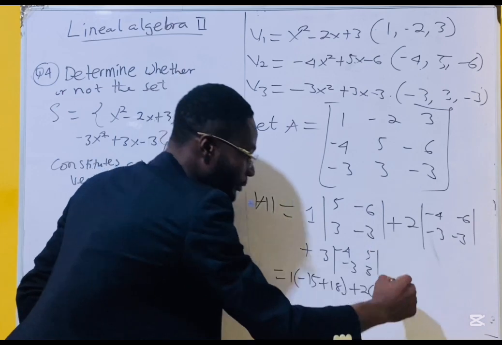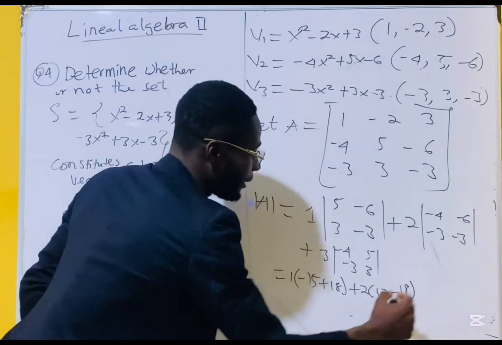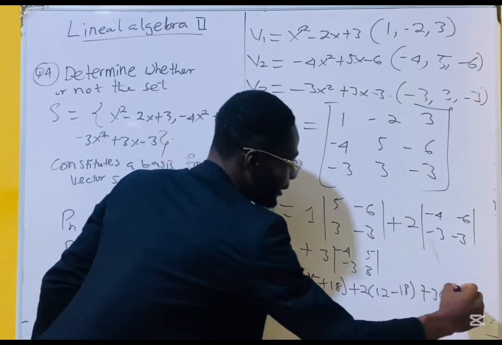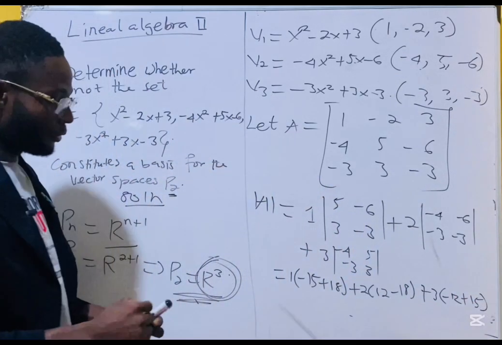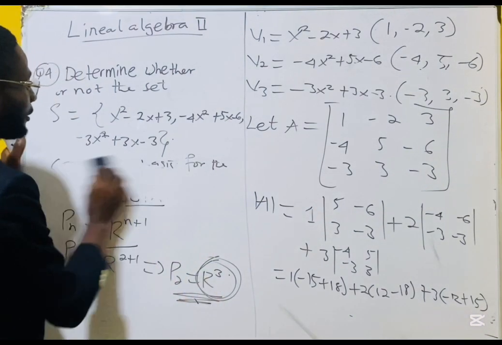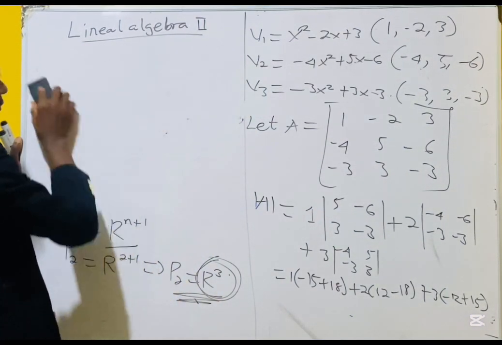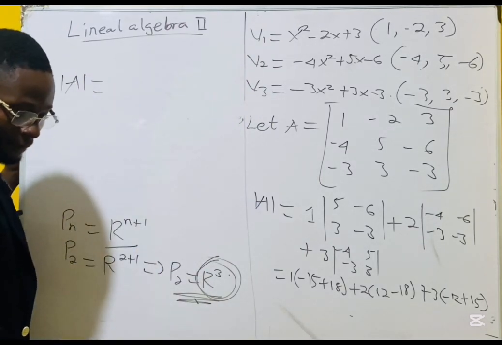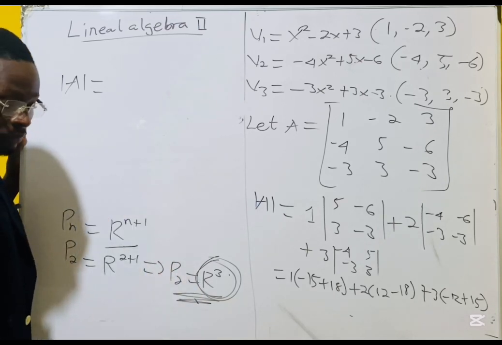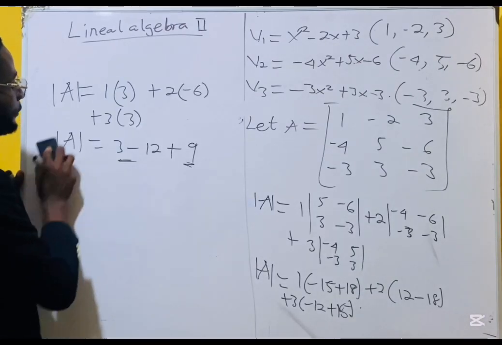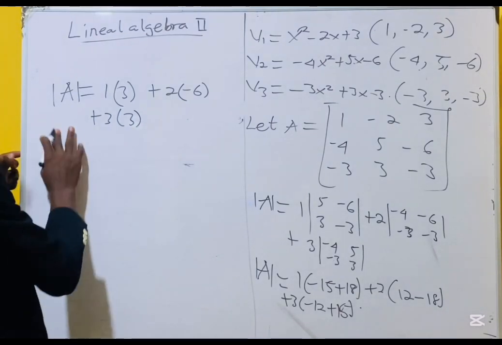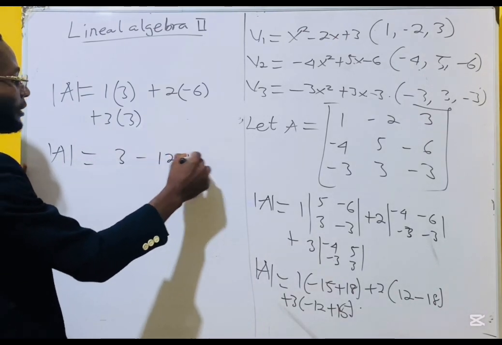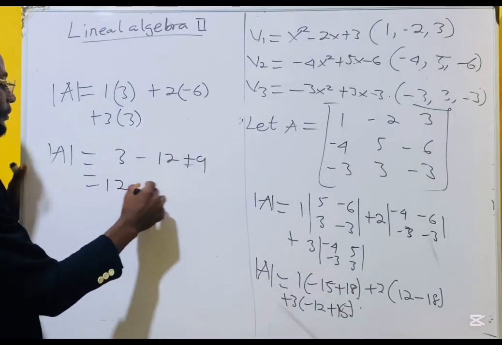But there is a negative here, so it's going to be negative 18, plus 3 into what? This will be minus 12, and this will be plus 15. Okay, so we can say that the determinant of A is basically equal to, here we have 3 minus 12 plus 9, and this is 12 minus 12, which is what?